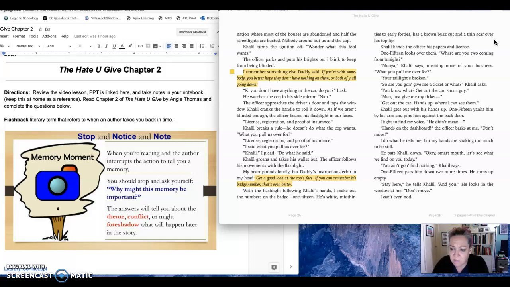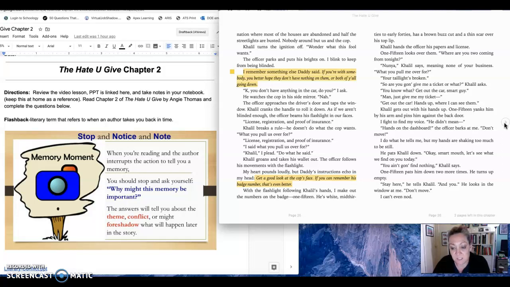None, Khalil says, meaning none of your business. What you pull me over for? Your taillight's broken. So you're going to give me a ticket or what? Khalil asks. You know what? Get out of the car, smart guy. Man, just give me my ticket. Get out of the car. Hands up where I can see them. Khalil gets out with his hands up. 115 yanks him by his arm and pins him against the back door.